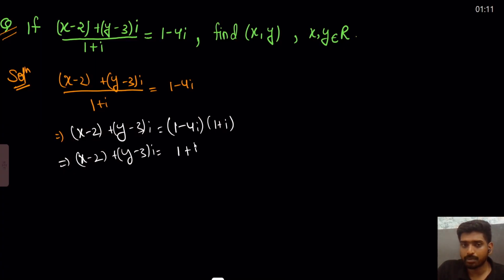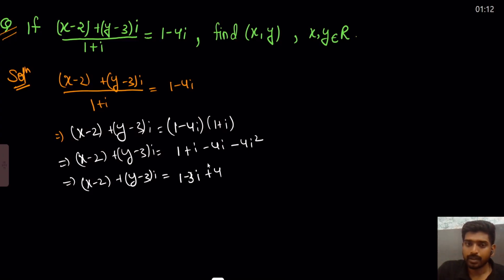1 into iota plus iota minus 4. Iota into 1 is minus 4 iota, and minus 4 iota into iota is minus 4 iota square. Got it? Now next, (x minus 2) plus (y minus 3) multiplied by iota is equal to 1 plus iota minus 4 iota, which is minus 3 iota, and minus 4 iota square is equal to plus 4. Got it? Because iota square is minus 1, minus 1 minus 1 is plus 1.